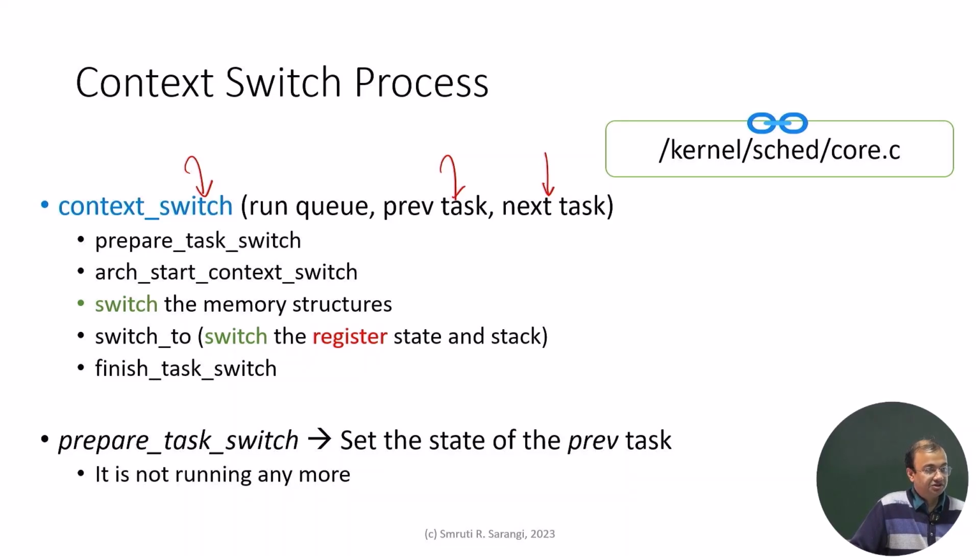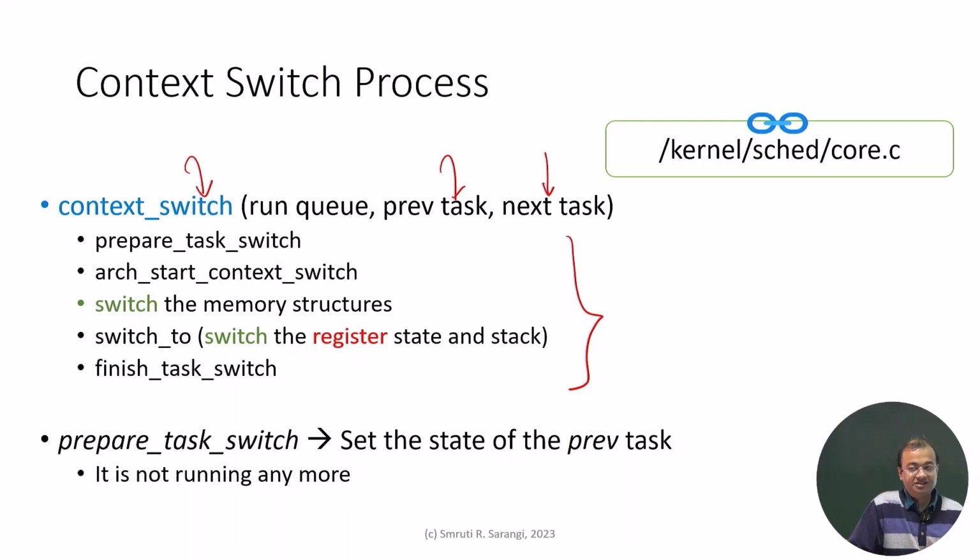So when you are doing a context switch, now we are looking at the process of restoration in deeper detail. This is actually a context switch. You will prepare the task switch, which is done only when previous and next are not the same. You will tell the previous task that, look, you are not running anymore.